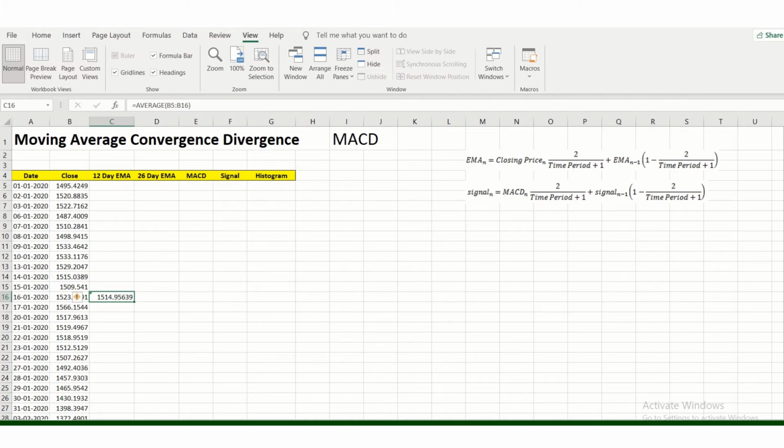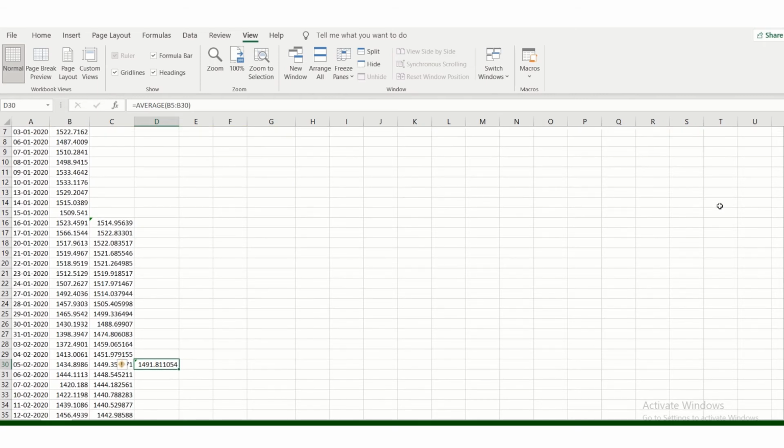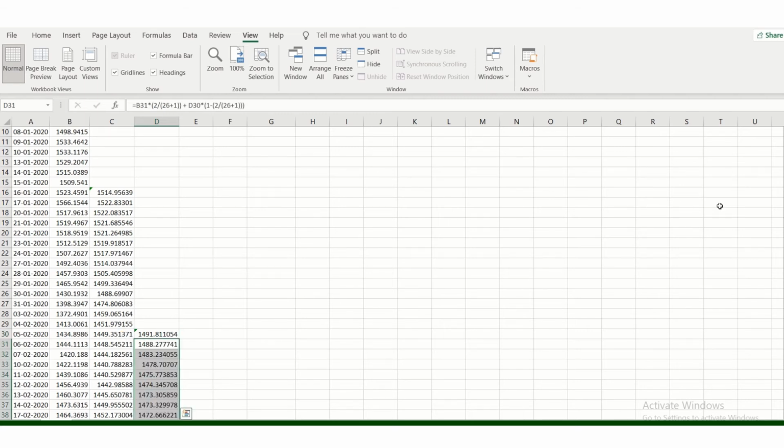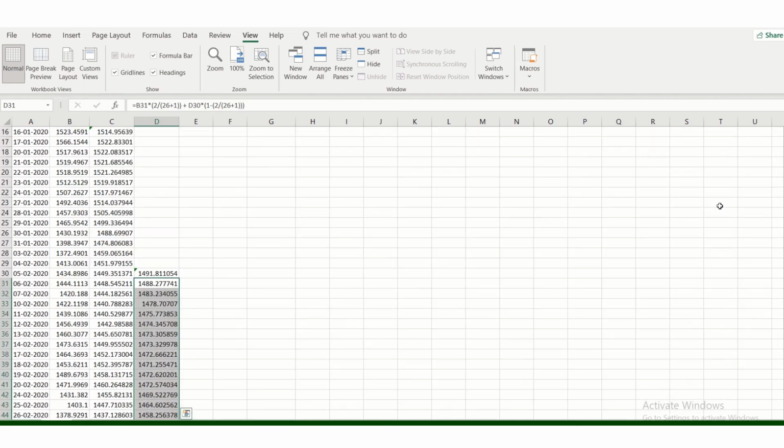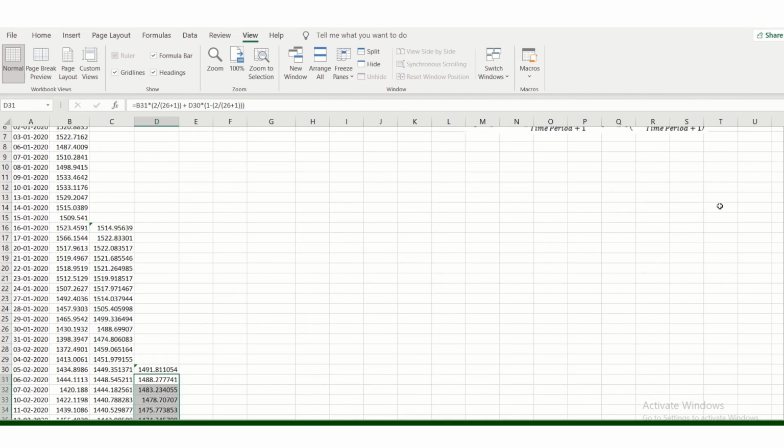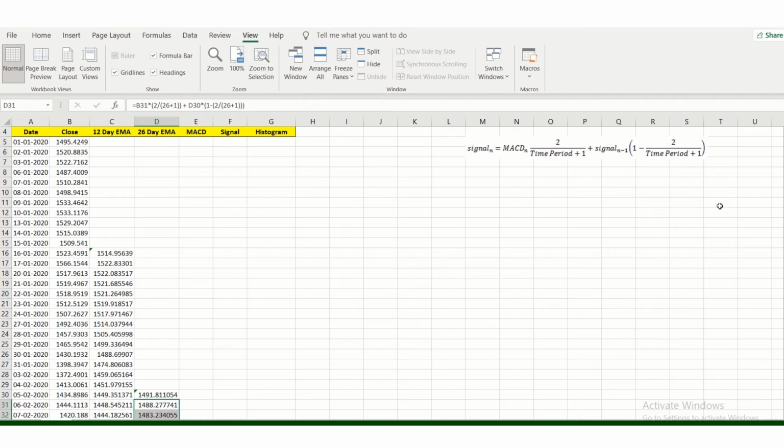Essentially, today's EMA is a function of today's closing price and yesterday's EMA. Now the formulas are entered. Next, we need to compute the 26-day EMA of the closing price. Again, the first value is simply an average of the last 26 days' closing price, with all the other values given by the above formula, with the time period equal to 26. Similarly, we are just computing the EMA as per the formula.